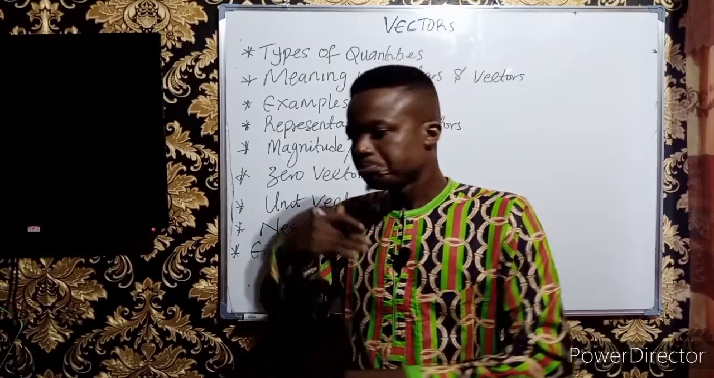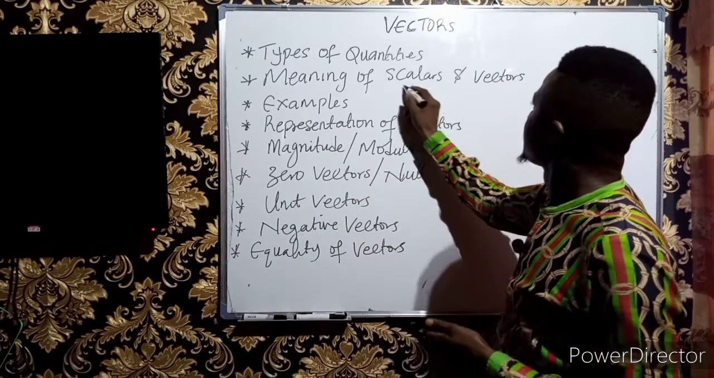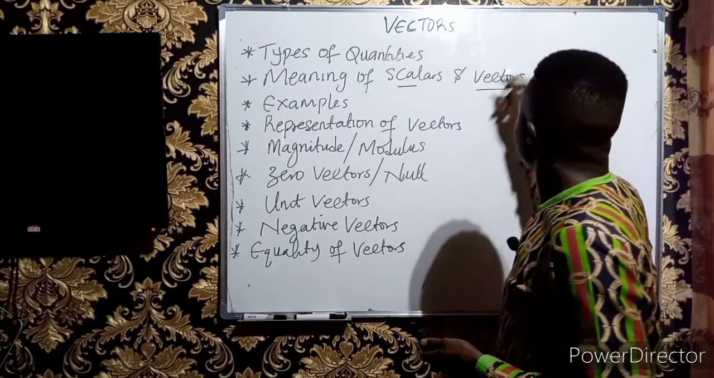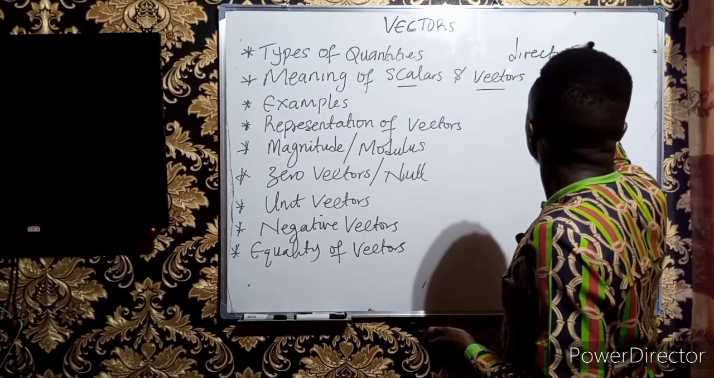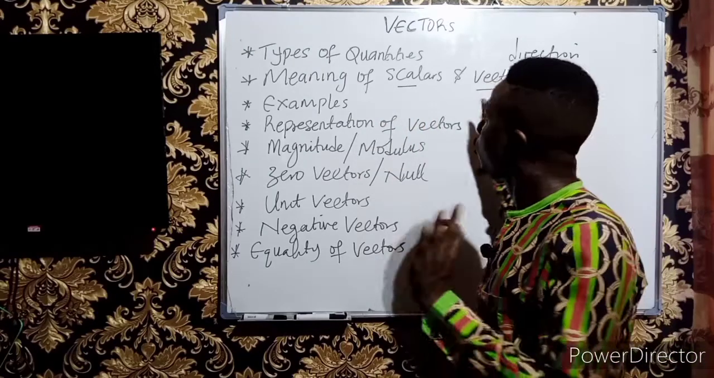Okay, so we've now seen a clear difference that exists between scalar and vector. Vector has direction, while a scalar does not. That's just the difference between these two quantities.